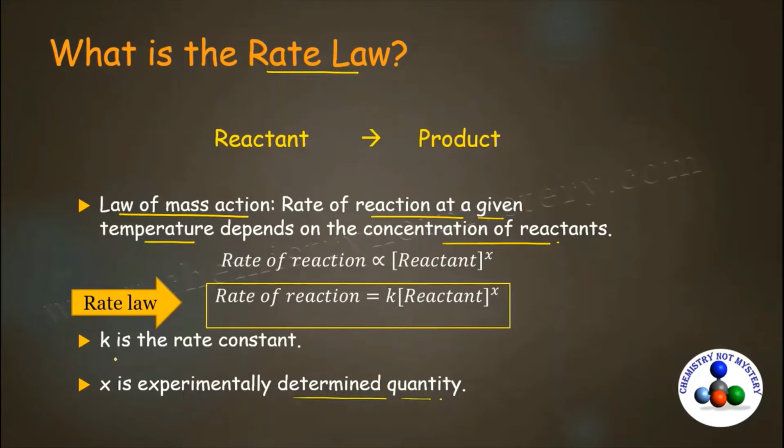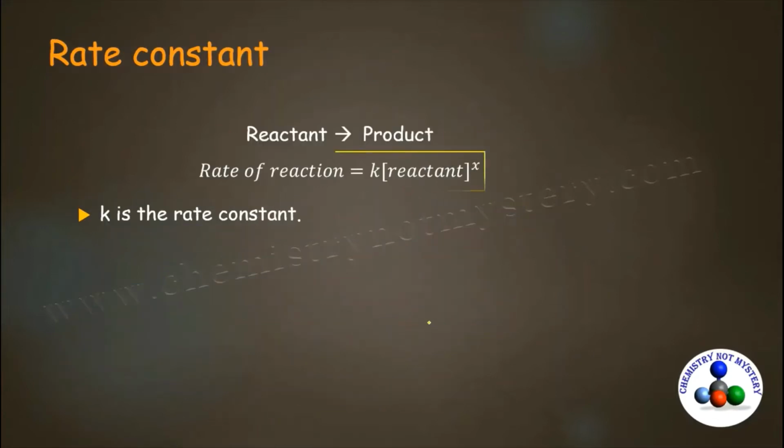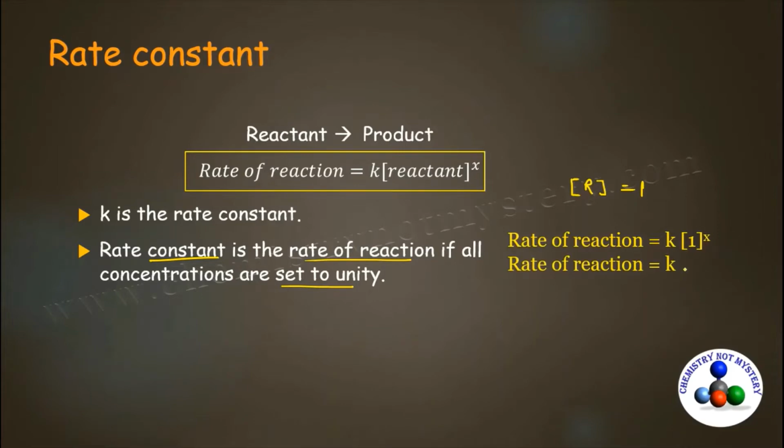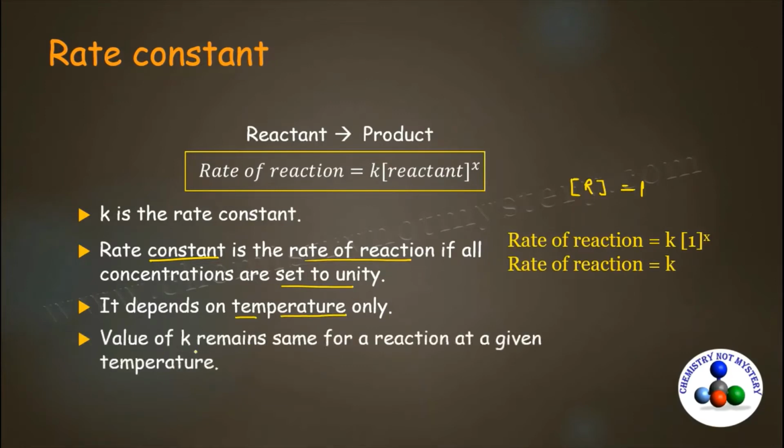Let's study a little bit more about rate constant. Rate constant is the rate of reaction if all concentrations are set to unity. For example, in this above rate law, when you take the reactant concentration equal to 1, you will get rate of reaction is equal to K into 1 raised to the power x. When you solve this equation, you will get rate of reaction is equal to K, that is the rate constant. Rate constant depends only on temperature. That means the value of K remains the same for a given reaction at a given temperature.